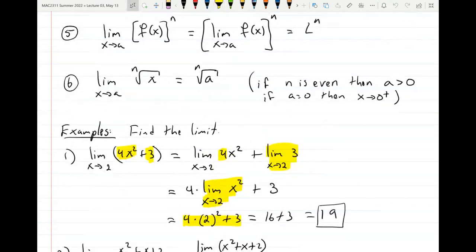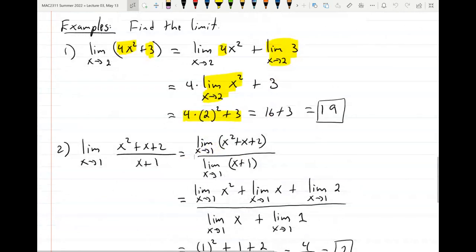A polynomial is just a sum of monomials, terms like 4x squared, 3x to the 7, stuff like that. So all you have to do is split. When you find the limit, you just write it as a sum of a bunch of limits, sum or difference, and then evaluate each of those, and then you add or subtract. So you're just evaluating the function. Similarly with this rational function, okay?